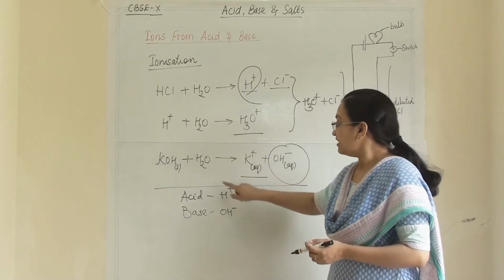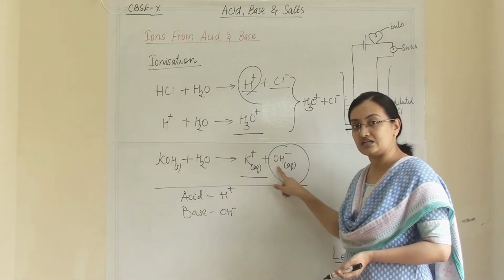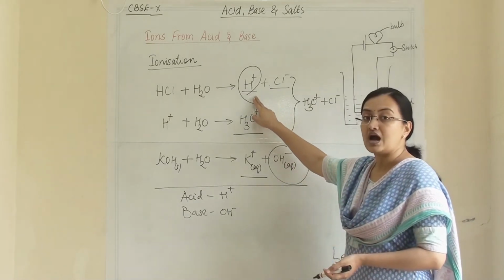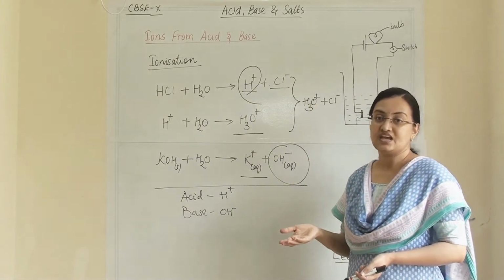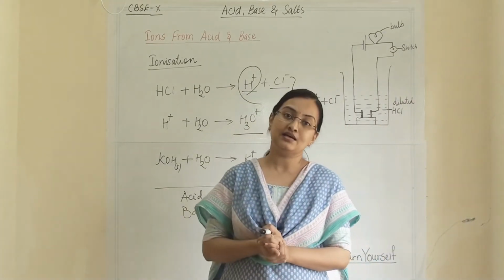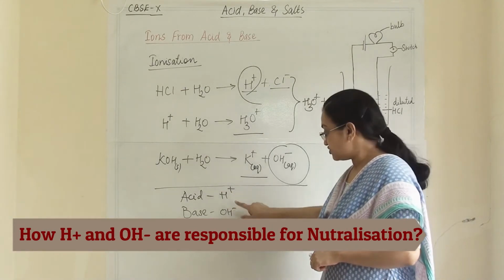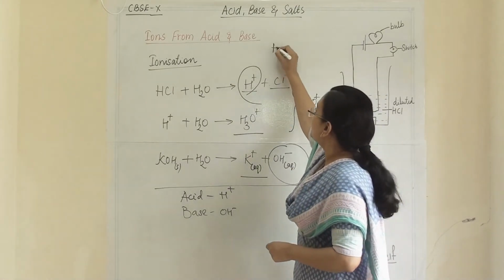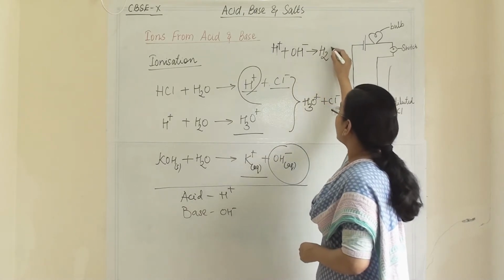So if a dissociation product is giving you OH minus, then it is a base, and if the dissociation product is giving you either H plus or hydronium ion, then it is an acid. And these two ions are responsible for their acidic and basic nature. Also, we know that acid is giving us H plus and base is giving us OH minus. So, H plus and OH minus will react and will give us H2O.